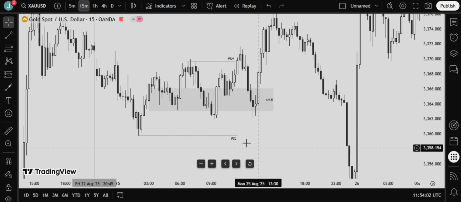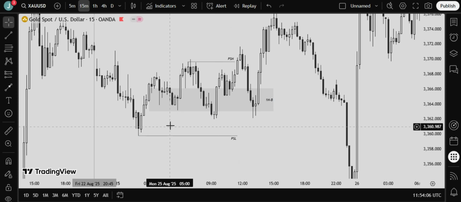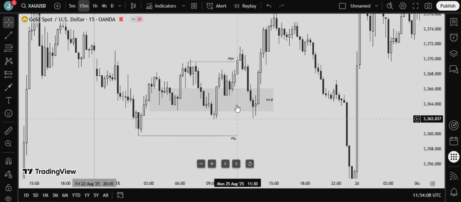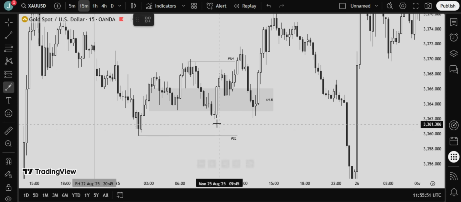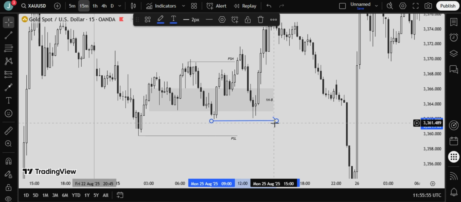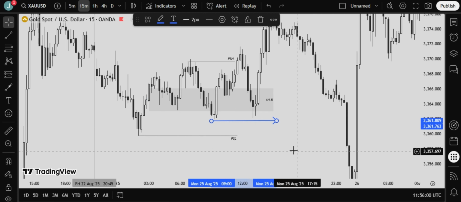So what I was expecting on Monday is that price sweeps this previous session low before I can look for any trade. So that is not what happened on Monday. Even though I mark London low, this is New York low. New York refused to sweep the London low right here. You can see. So there was no valid trade on Monday. Let's move to the next day.